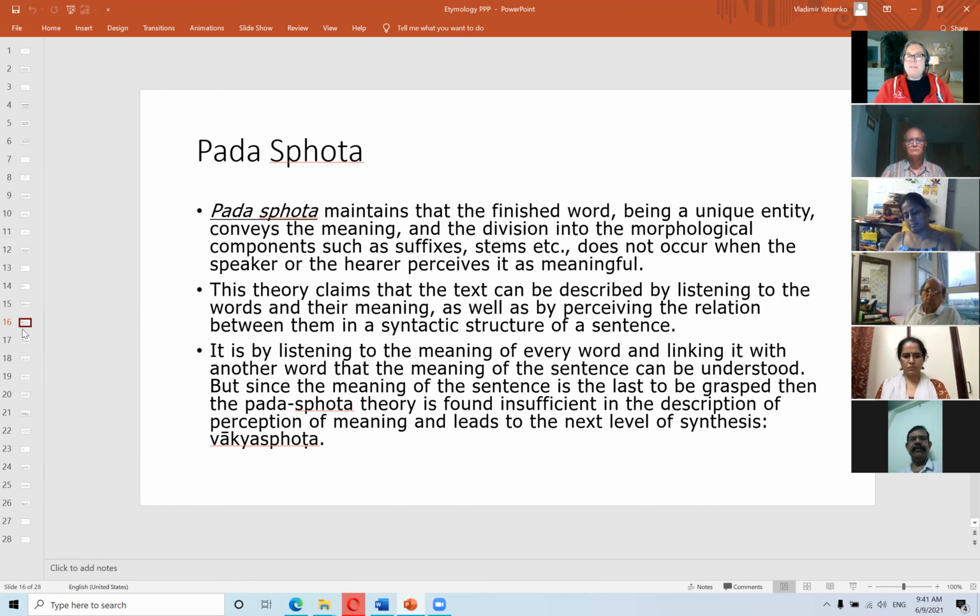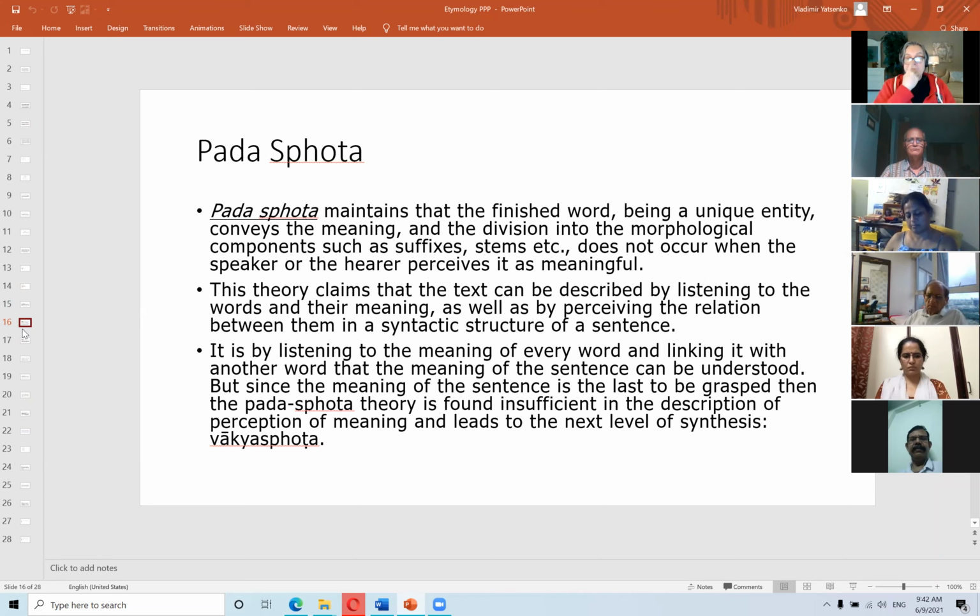Padaspota maintains that the finished word, being a unique entity, conveys the meaning, like vrikshach or ashvach. The division into morphological components, that is root, suffix, ending, such as suffixes, stems, etc., does not occur when the speaker or hearer perceives it as meaningful. So if I say ghatena, it means with the pot. You don't split it into suffix and understand that that suffix means that, or that ending means this. You do not do the analysis. You feel the meaning, ghatena, with the pot.